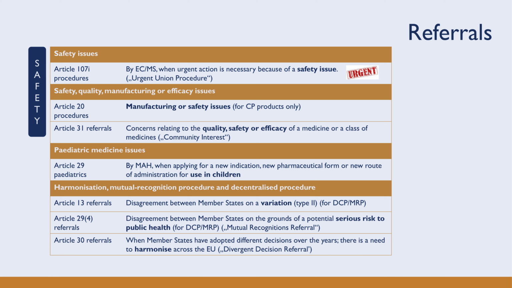Pediatric medicine issues are handled under Article 29. Articles 13 and 29(4) deal with disagreements among member states regarding variations and serious public health risks. Article 30 referrals aim to harmonize decisions across the EU, addressing divergent decisions among member states.